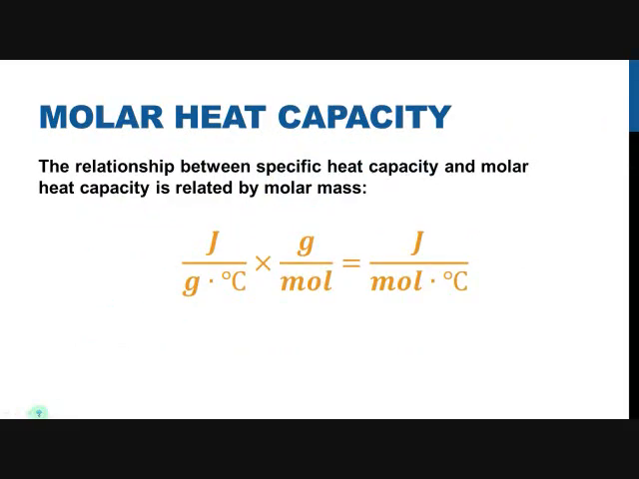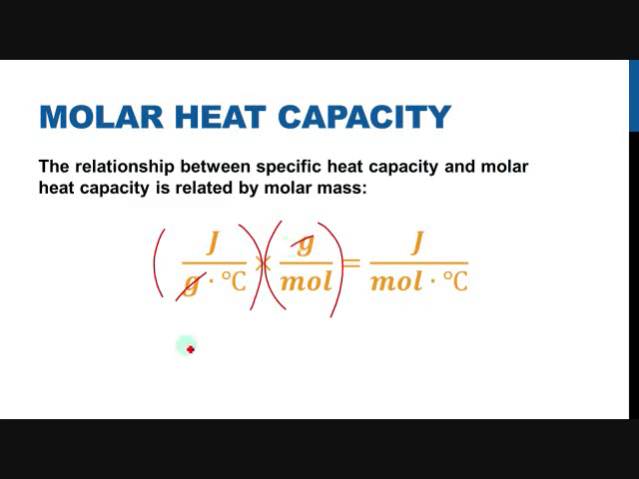Okay, so how do molar heat capacity and specific heat capacity relate to each other? They're related by molar mass. So I tried to show this here so that you could see how it's related, because if you multiply the specific heat capacity, which is joules per gram degree Celsius, times molar mass, which is grams per mole, then the grams cancel, okay? And so then you're left with joules per mole degree Celsius. So that's how they're related to each other.